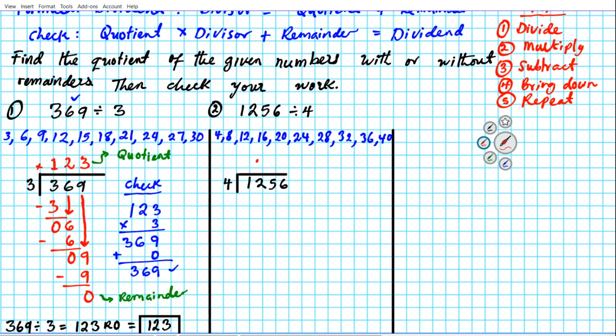So 12 divided by 4 is 3. So that's our divide. And then we're going to multiply now. 3 times 4 is 12. Divide, multiply. What next? Subtract. 12 minus 12 is 0. Bring down. 5. And then repeat. How many times does 4 go into 5?